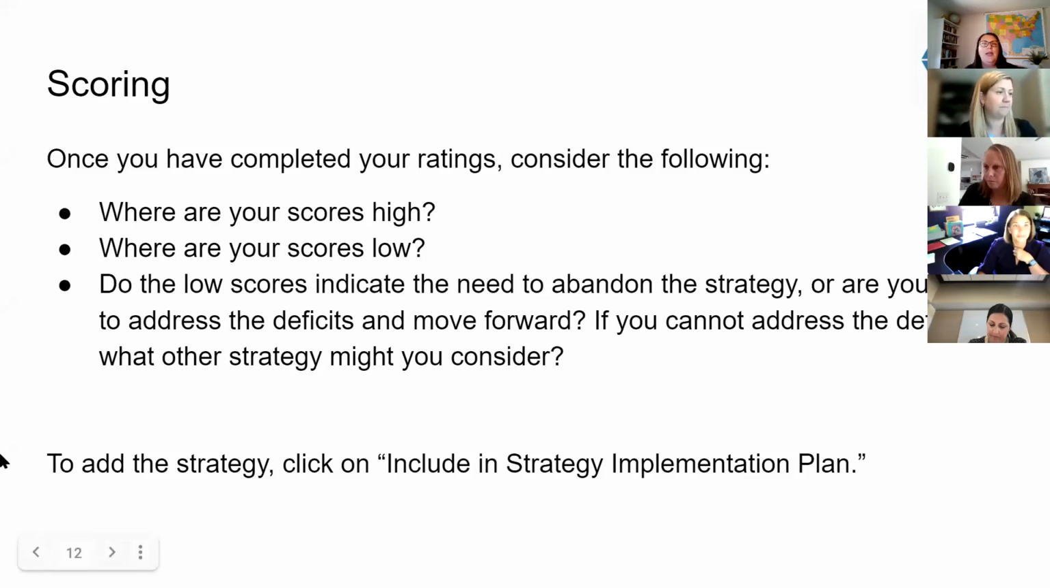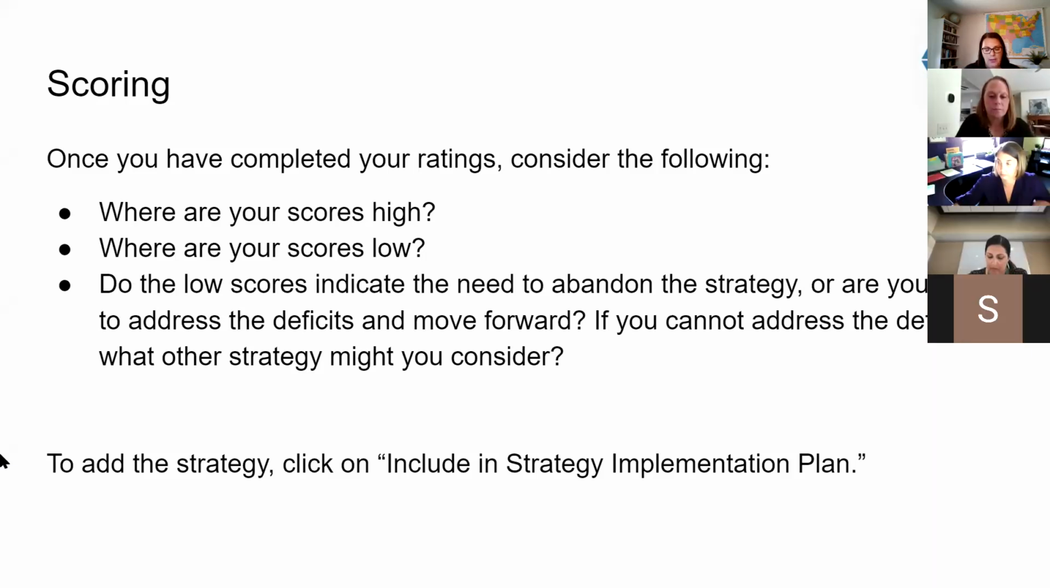Okay, so once you have scored your strategy in all of those areas, it's time to take a look at that scoring and consider where you scored each of those indicators. If something scored low, it doesn't mean that this isn't the right strategy. You might be able to take a look at the area in which you scored low and determine some action steps that actually could become activities within your plan in order to address those low scores.